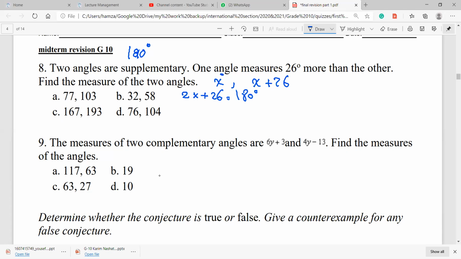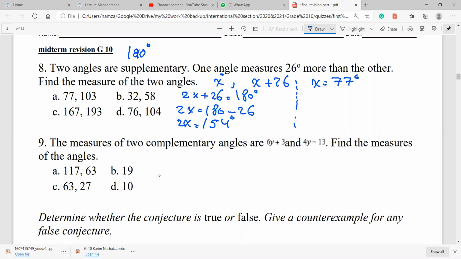So it will be 2x equals 180 minus 26. 2x will be 180 minus 26, so it will be 154 degrees. Divide both sides by 2, guys. So that means x will be equal to 77. 77 what? 77 degrees. So this is the first angle.